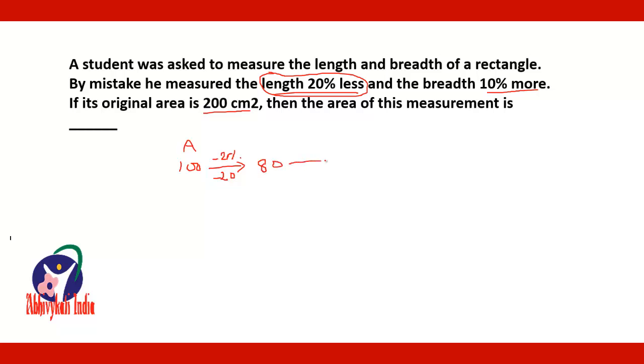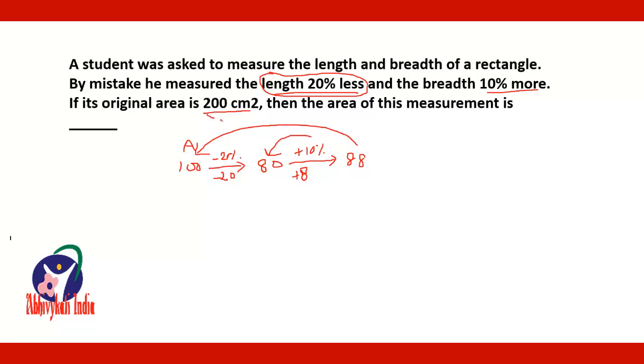And he also measures the breadth as 10% more, so it will be 10% means 8. 10% of 80 is 8, so plus 8, so it becomes 88. So here the new area is 88 when the original area is 100.